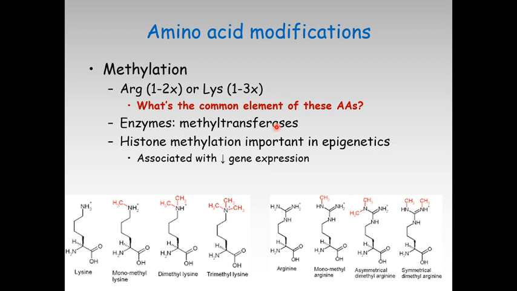The enzymes are methyltransferases. They transfer a methyl group from a cofactor to the substrate protein, whatever it is. Histone methylation is a classic example and is important in epigenetics. It's associated with gene expression, right? In this case, downregulation of gene expression when it's methylated. So we'll talk about this in detail in advanced biochemistry if you are indeed taking this course. But for the purpose of this course, you only have to remember that methylation is an amino acid modification.